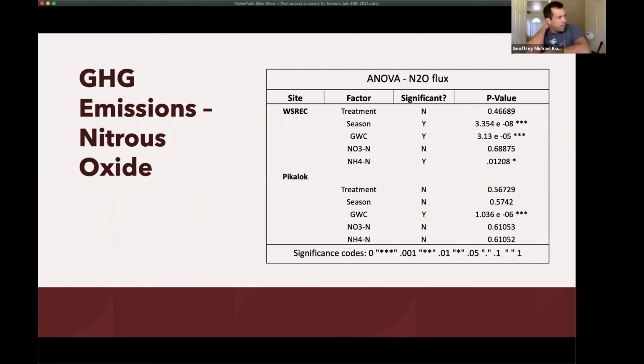So with the main greenhouse gas, we looked at nitrous oxide, methane, and carbon dioxide. The main greenhouse gas of interest is nitrous oxide. It's roughly 300 times more potent as a greenhouse gas in its warming effect as carbon dioxide. And when you're talking about agriculture, carbon dioxide is, plants fix carbon.